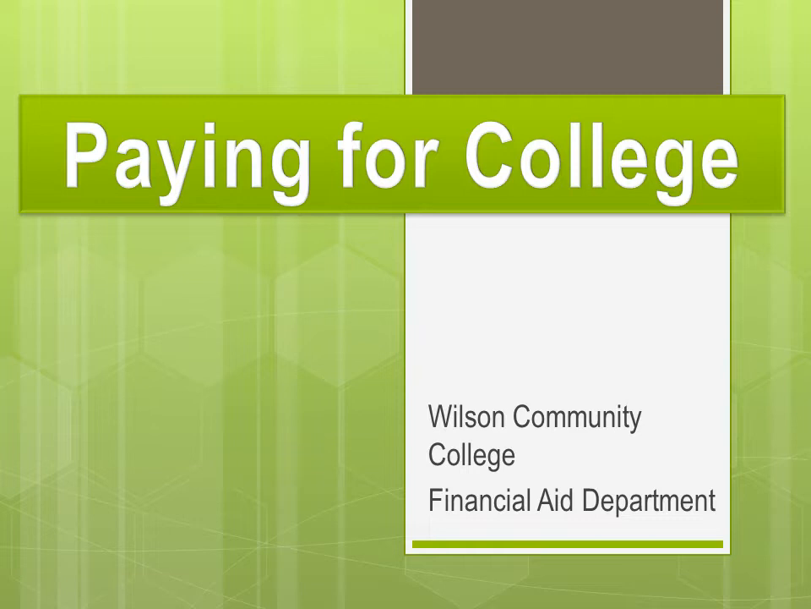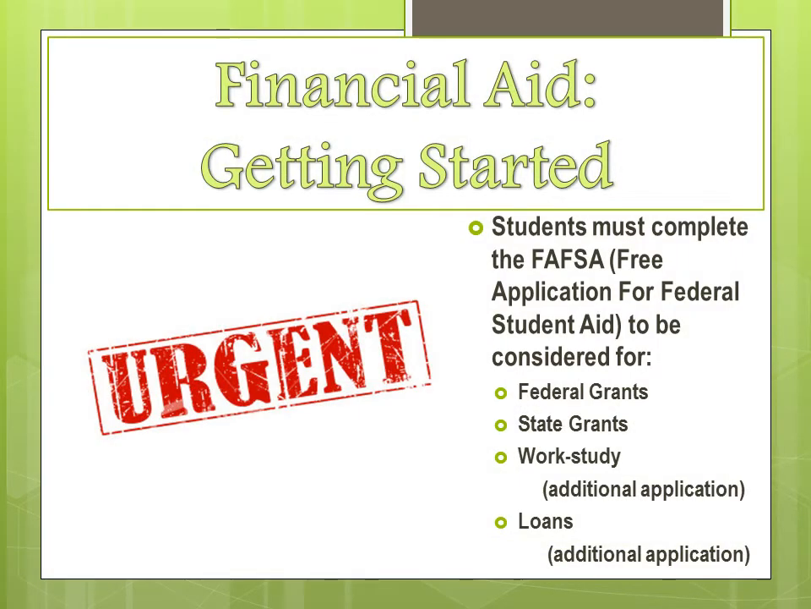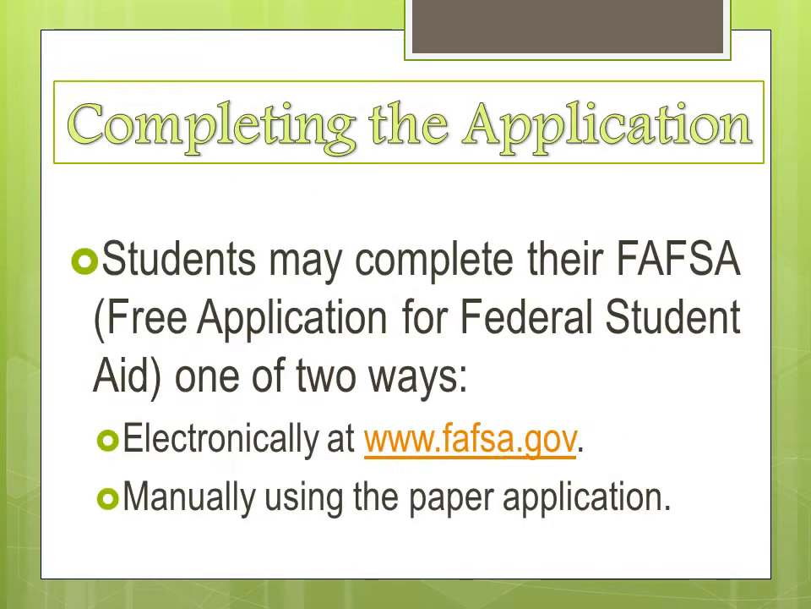I'd like to take just a few minutes of your time to go over the different types of financial aid and how you can apply for each. First, students are required to complete the FAFSA, which is the free application for federal student aid. This is to consider you for federal grants, state grants, work study, and loans. Additional applications are required for work study and loans.